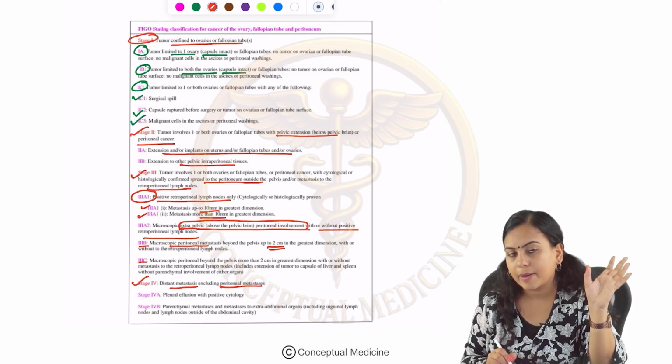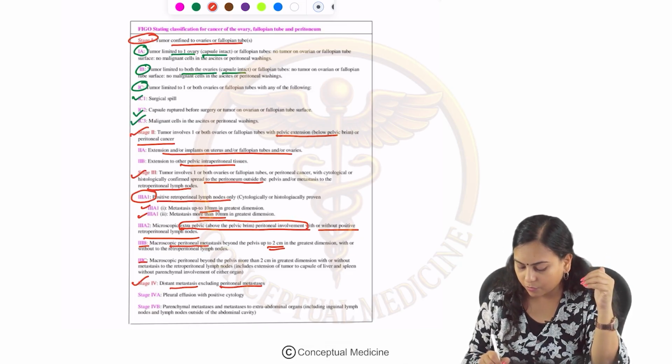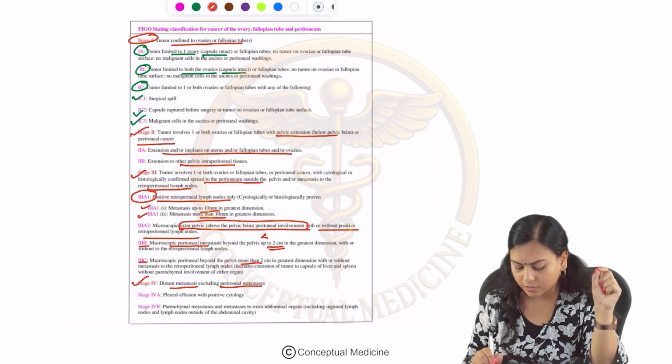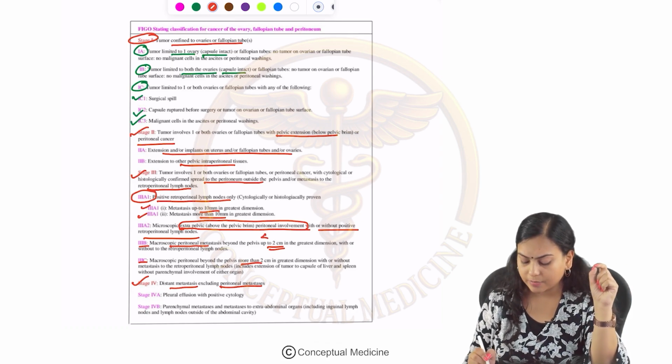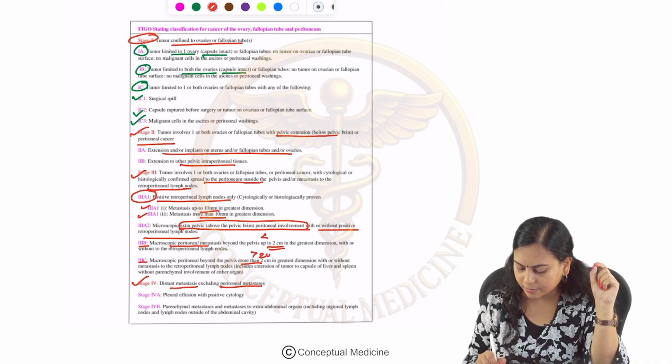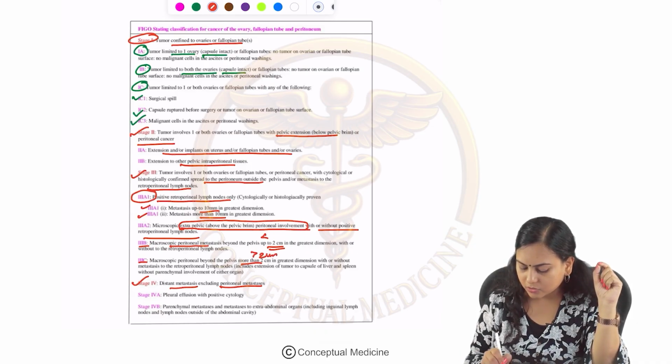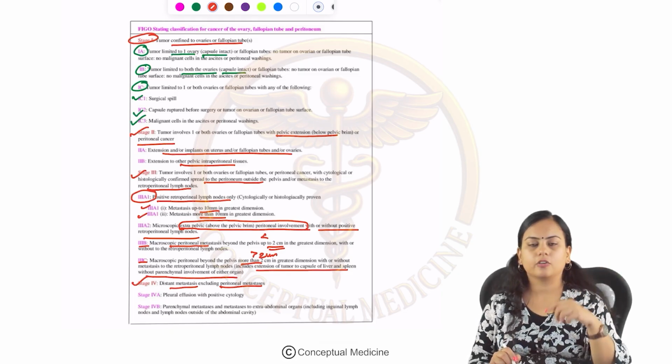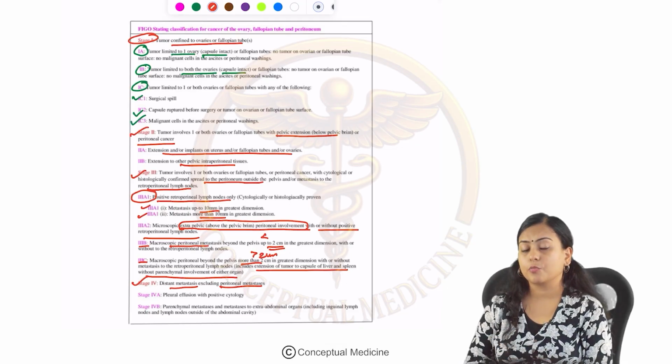Here also you have a macroscopic lesion which is more than 2 cm in greatest dimension. This is less than 2 cm. Which one? 3B. Whereas 3C means it is more than 2 cm in greatest dimension, with or without metastasis to the retroperitoneal lymph nodes, and this includes extension of tumor to the capsule of liver and spleen without parenchymal involvement of either organ. So 3C is important in that way.